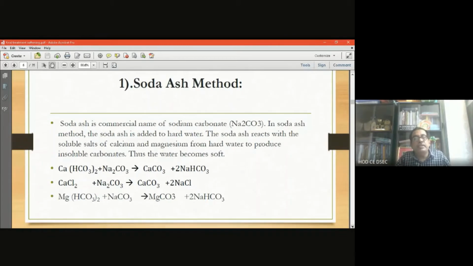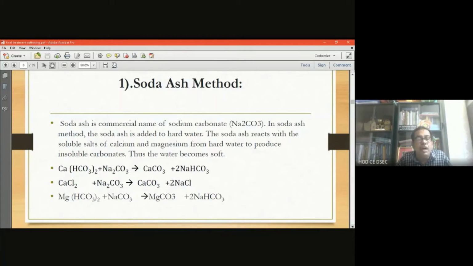Soda ash is commercially the name for sodium carbonate. That means we are adding sodium carbonate. So in the soda ash method, the soda ash, that means sodium carbonate, is added to hard water for removing the permanent hardness of water. The soda ash reacts with the soluble salts of calcium and magnesium in hard water to produce the insoluble carbonates.